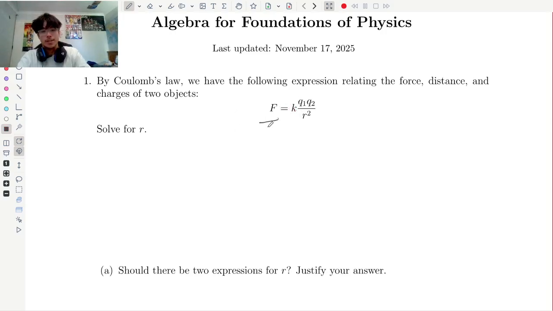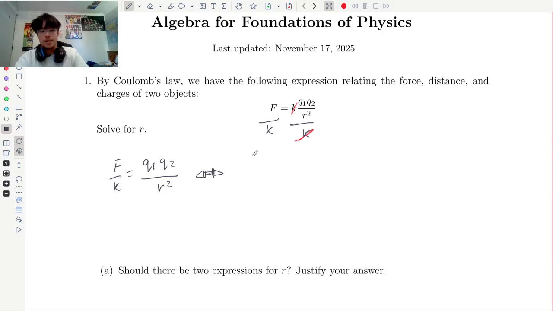What I do is I divide both sides by k, and what I notice is that this k and this k cancel. So now I'm left with force on k equals q1 q2 over r squared. Now, because the variable that I want, r, is in the denominator of the fraction, what I would do now is I will flip both fractions.